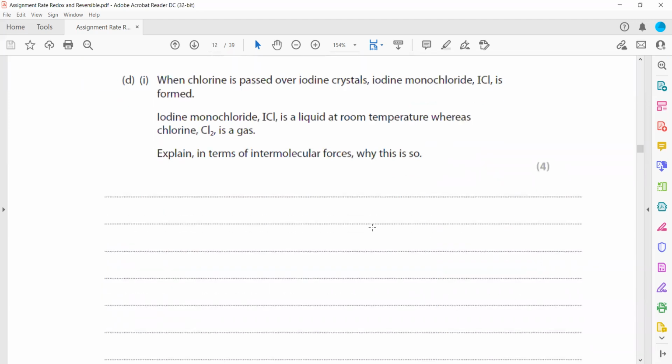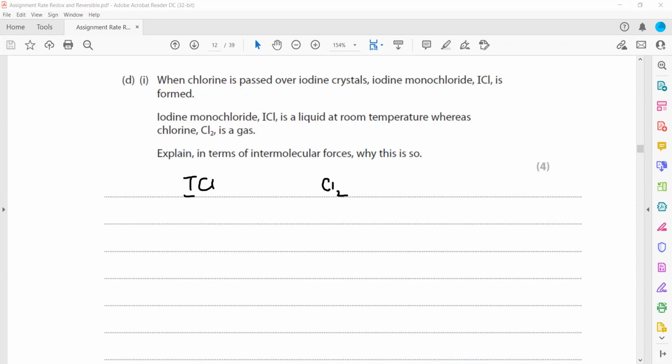When chlorine is passed over iodine crystals, iodine monochloride is formed. Iodine monochloride is a liquid at room temperature whereas chlorine is a gas. Explain in terms of intermolecular forces why this is so. So this is related to intermolecular forces. Both are simple molecular structures. ICl is also a simple molecular; as you can see, in ICl there will be a sharing of electrons. And Cl2 is also a simple molecular.